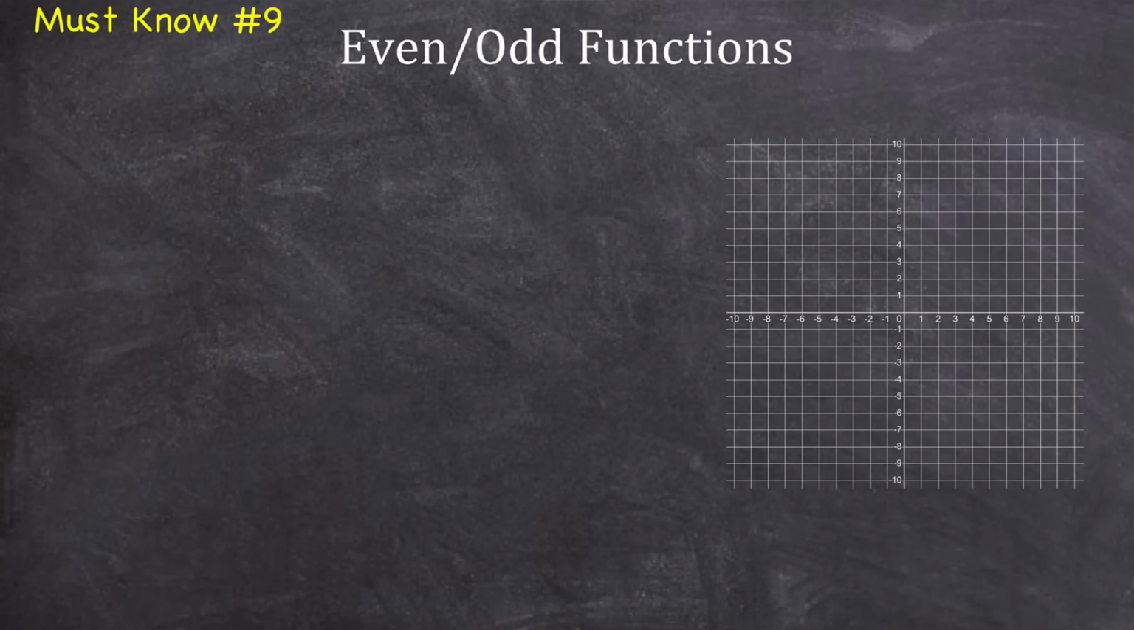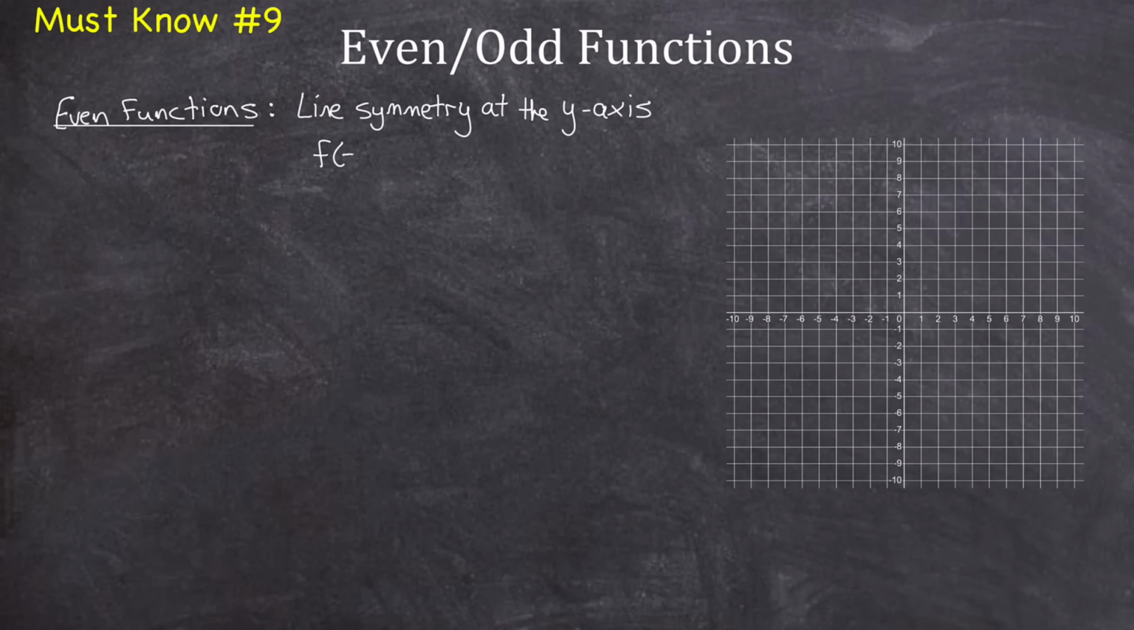Must know number 9. Even and odd functions. Even functions are functions that have line symmetry at the y-axis. And the algebraic rule that these functions follow is that the value of f of negative x would always be equal to the value of f of x. And that's because of the line symmetry at the y-axis. Whether you move x units in the negative direction or x units in the positive direction, the function should be at the exact same height, the exact same y value on either side of the y-axis.